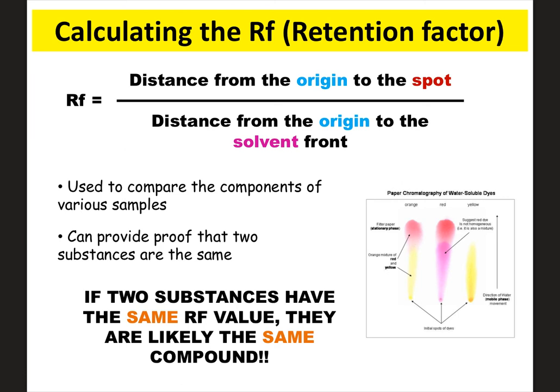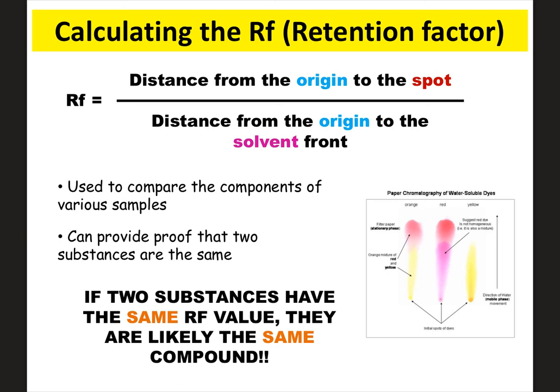So if you were looking at it over here on this particular example, if your initial spots were down here, that would be your origin. If the solvent ran to up here, that would be your solvent front. So you would measure from your origin to where the spot went, usually the center of the spot, and then you would divide that by the distance from your origin all the way up to your solvent line.